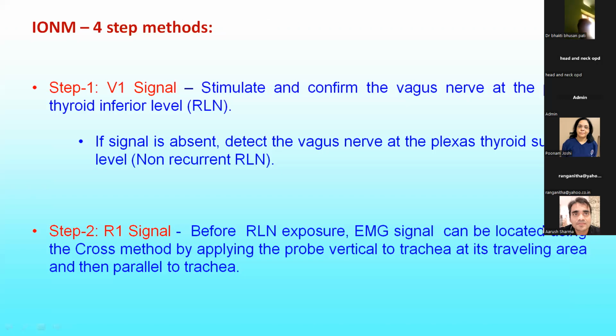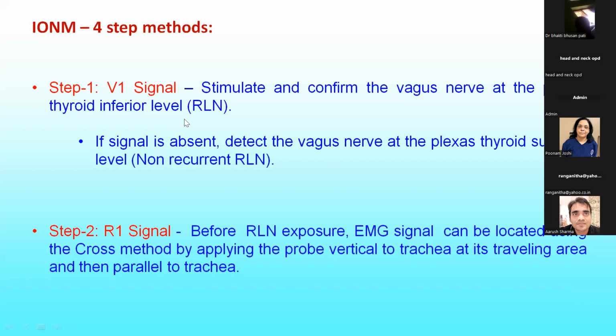When it comes to IONM, there are 4 steps as per the international protocol and the monitoring committee for the thyroid, which are important to monitor. Step 1 is the V1 signal. The V1 signal is to stimulate and confirm the vagus nerve at the plexus of the thyroid inferior level, which is a recurrent laryngeal nerve. If the signal is absent, detect the vagus nerve at the plexus thyroid superior level. That's a non-recurrent laryngeal nerve level.